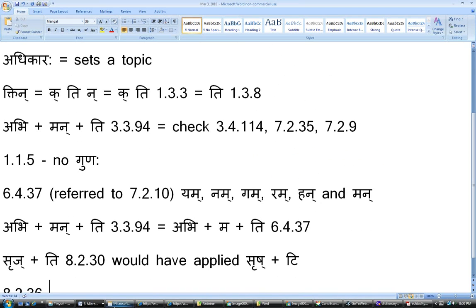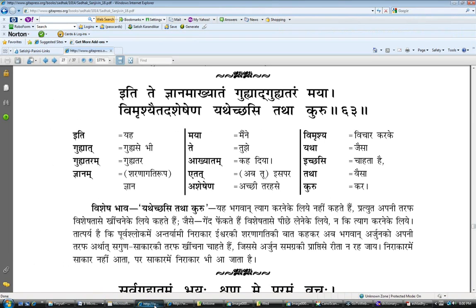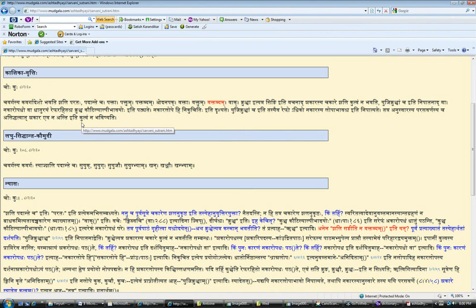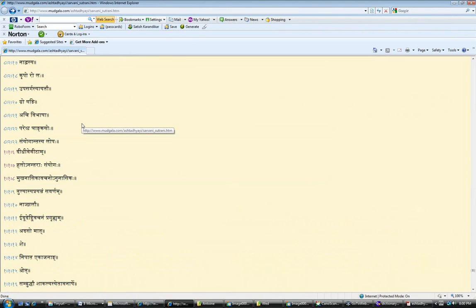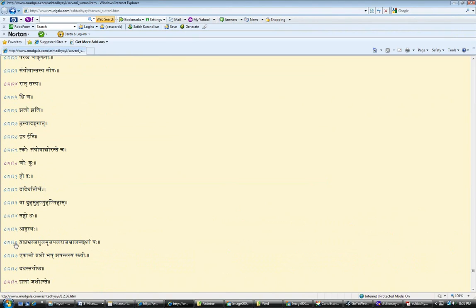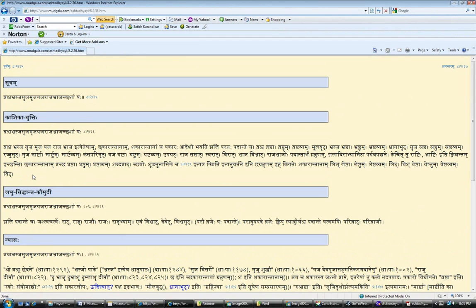So let's go to the vritti again. I want to get into the habit of going to the vritti, even if it takes us some time in the beginning, it's okay. Let's go and find what exactly it says. So 8.2.36 says, jali padante cha, same condition, jashtva chartva. Okay, he's not giving any more, because he just says jali padante cha. Why? Shesham svashtam, the remaining is obvious.